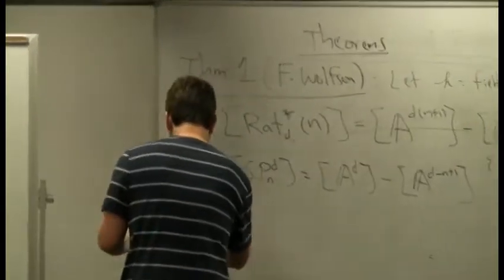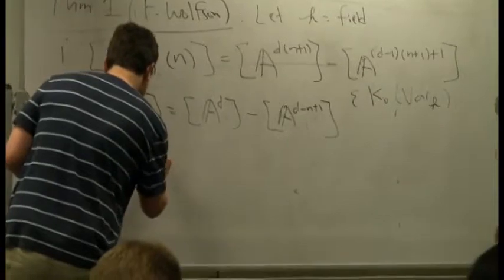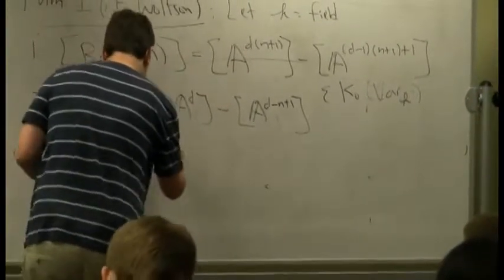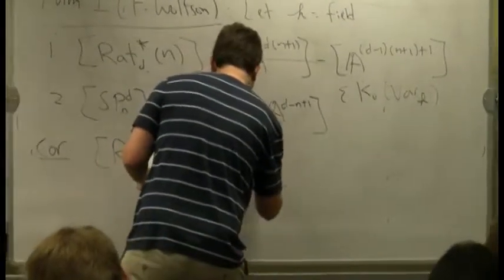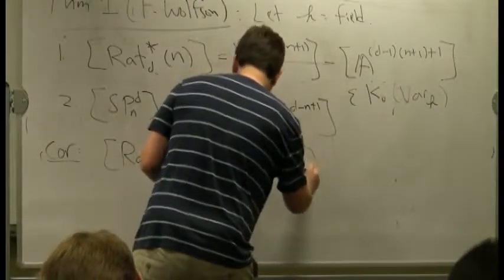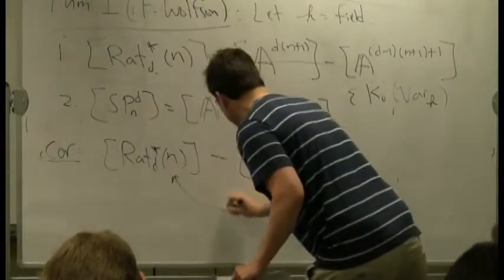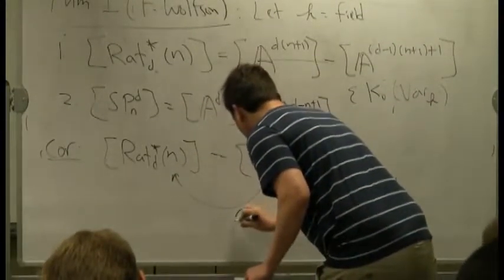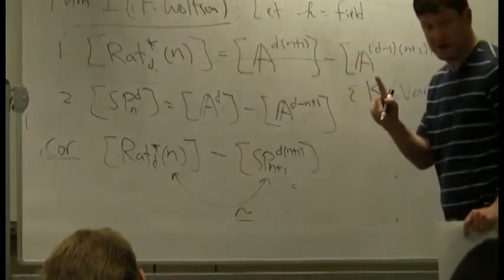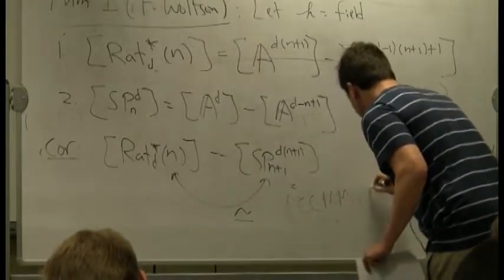But I just wanted to say, remark, just because it's sort of fun, that Rat_d^*(n) equals, and here's how the numbers work out. So these spaces have been studied by many people, and these two spaces are known to be homotopy equivalent by Cohen, Mann, and Milgram, based on work of Vasiliev.